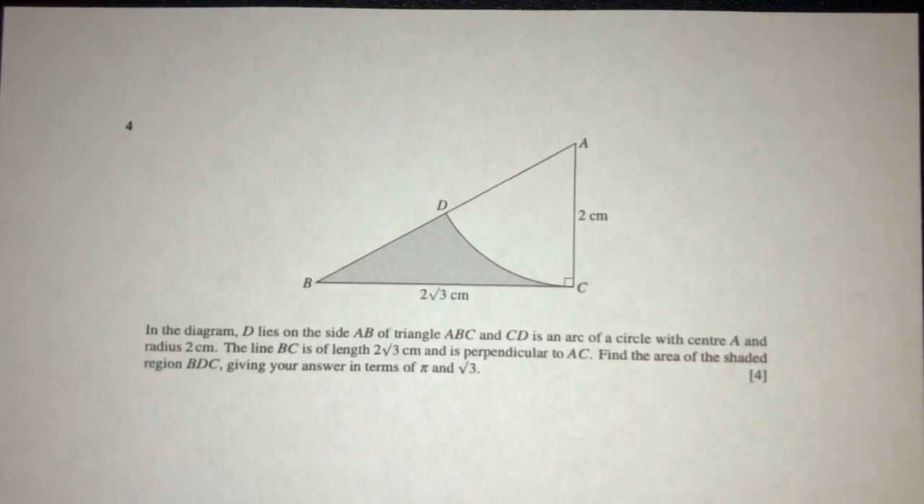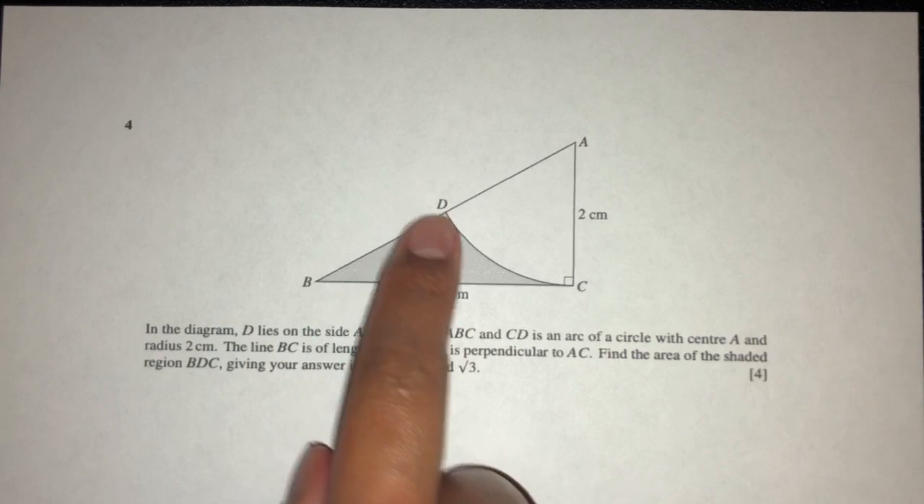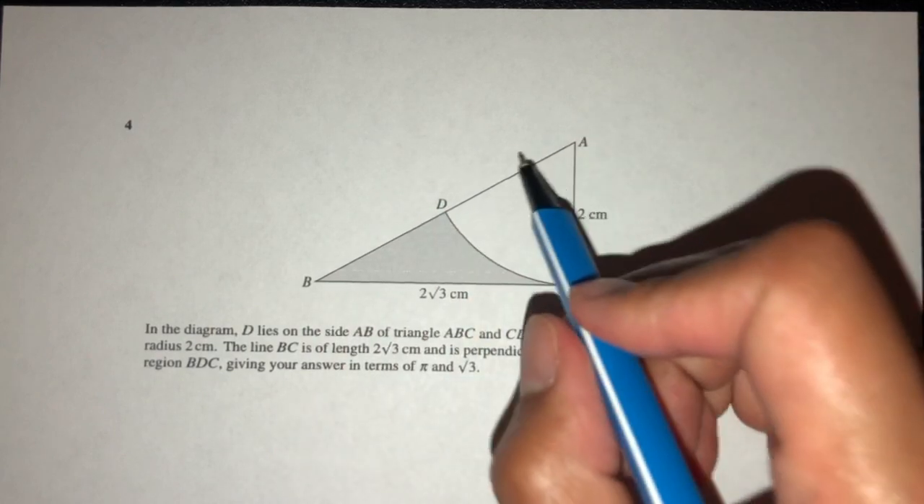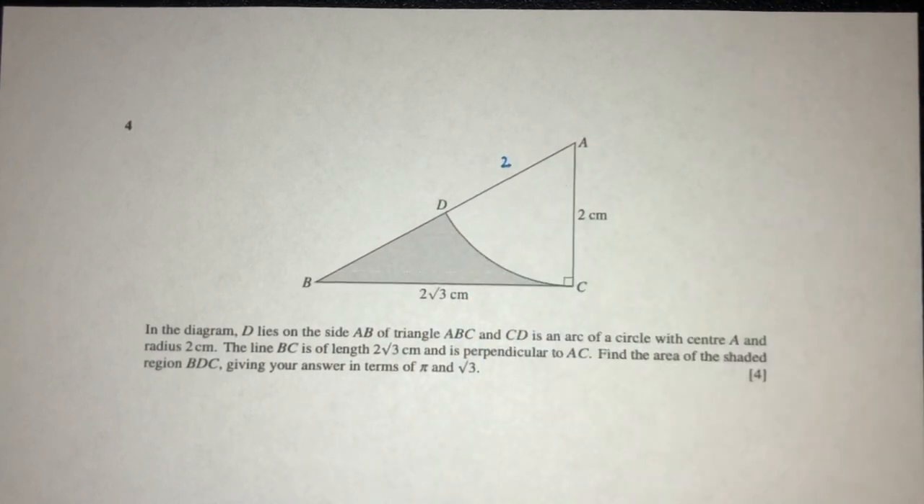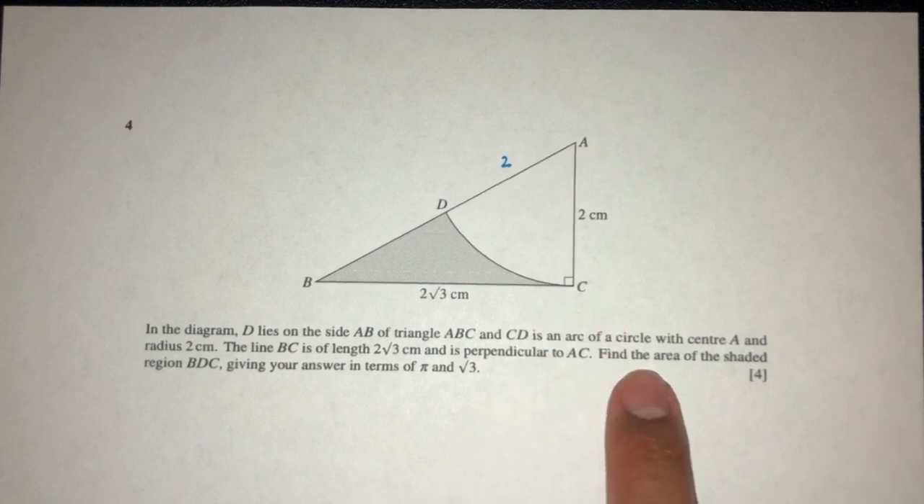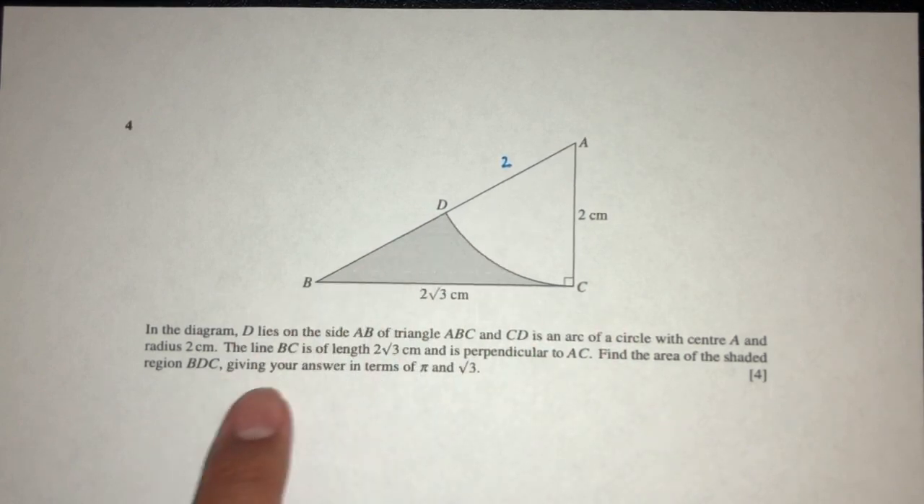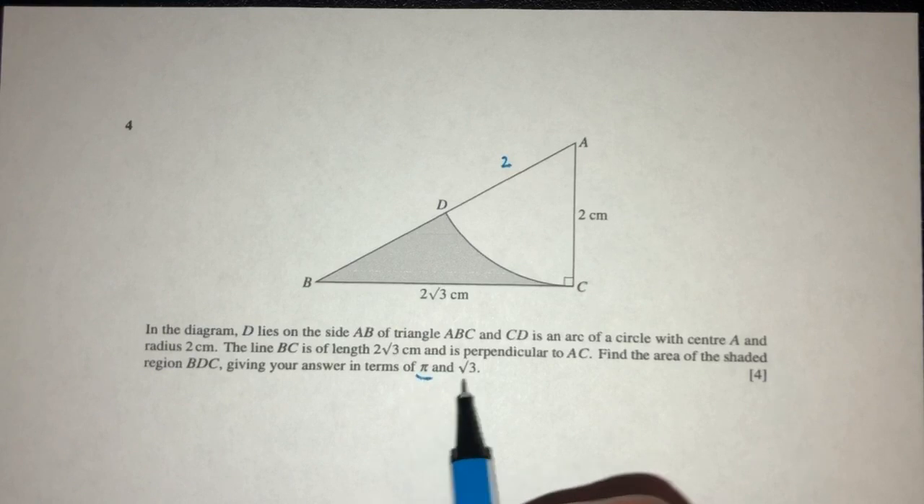In the diagram, D lies on the side AB of the triangle. Now we have ABC, and CD is an arc of a circle, center A. So if this is 2, this also will be 2, right? Now, what else do we know? The line BC is of length 2 root 3 and is perpendicular to AC. Now find the area of the region here, giving your answer in terms of this and this.